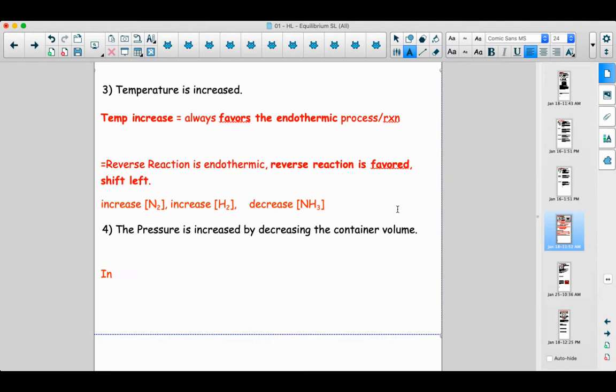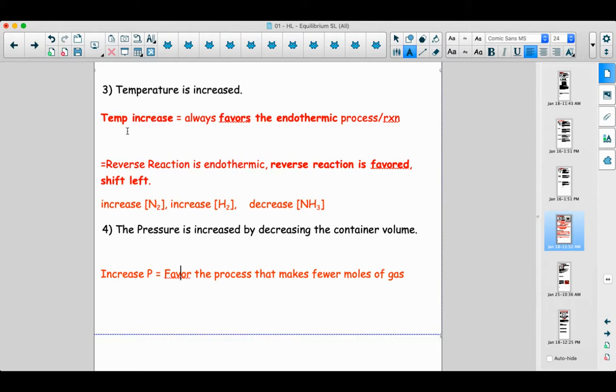So if we increase the pressure on a system with gases, this will always favor the process that makes fewer moles of gas, fewer gas particles, because by taking more gas particles and converting them to fewer gas particles, I end up reducing the pressure, right? So again, it's that same idea of getting rid of the stress.